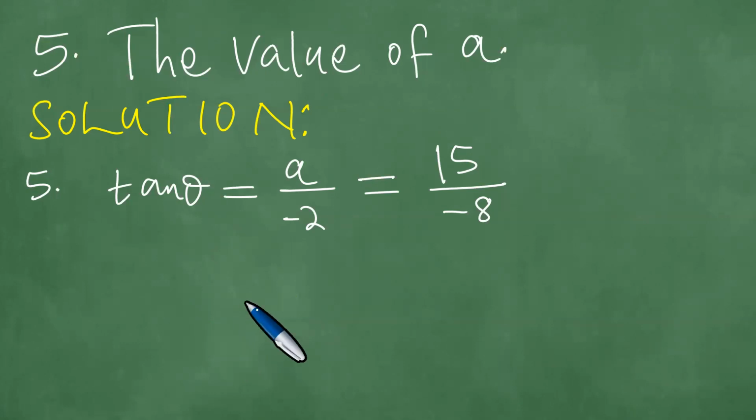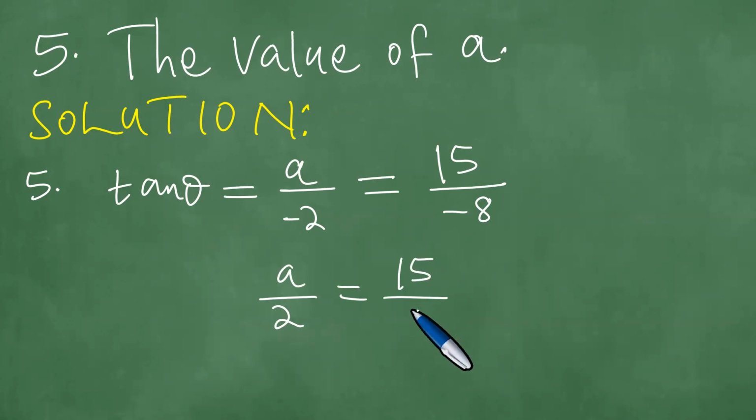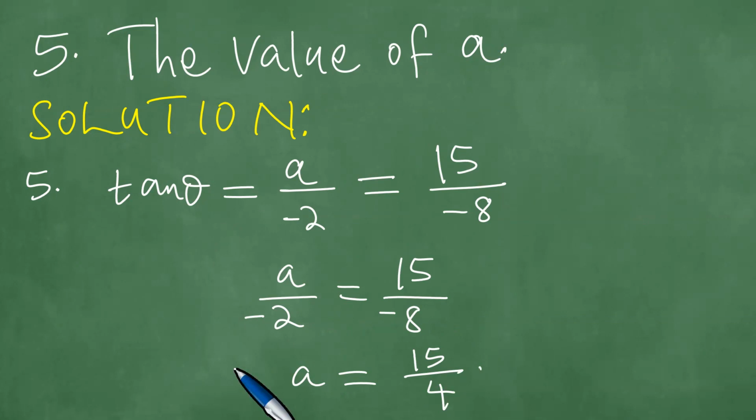So now what is this? Which means A over 2 is 15 over 8, negative, negative. Okay, so if you have this, you multiply, and this 2 is going to divide 8. What is 8 divided by 2? The 4. So which means, therefore, that A is 15 over 4. So it's one way to do this, but there are many other ways to do the question.